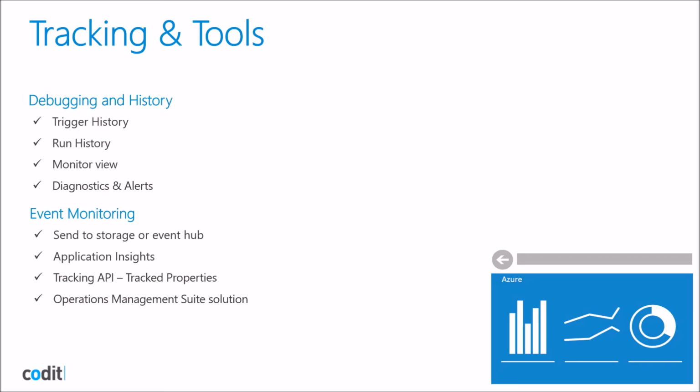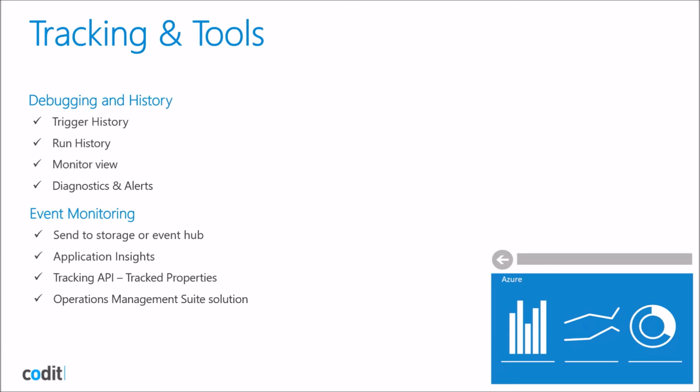When you want further monitoring, you can send your events and messages to storage or event hubs, and then create an Application Insights monitoring on that to really create your own dashboard to see those messages flowing in. Logic apps also comes with a tracking API to allow you to track custom properties or the properties you want. And those tracking options can be exported towards Operations Management Suite.